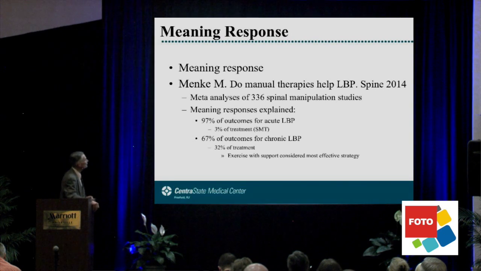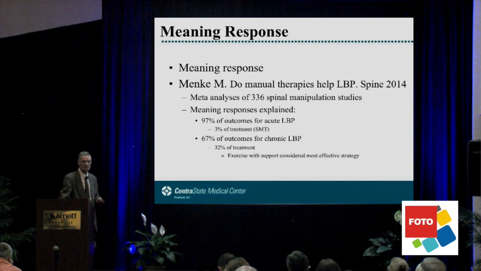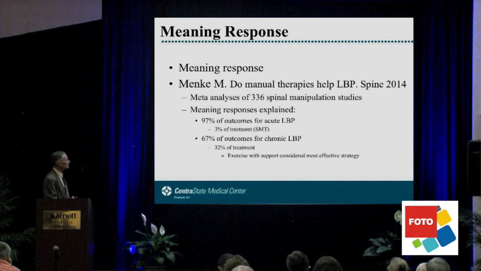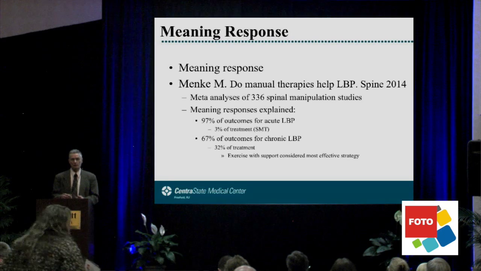Well, of the 336 spinal manipulations that were included in the meta-analysis, meaning responses explained almost 90%, 97% of the outcomes for acute lower back pain, and 3% of the variance of the outcome was explained by this specific manual technique. What? That's a little bit unusual from what we would hear. And 67% of outcomes for chronic lower back pain were controlled by this therapeutic alliance or meaning responses. And only 32% of the treatment was actually explained by the treatment effect.